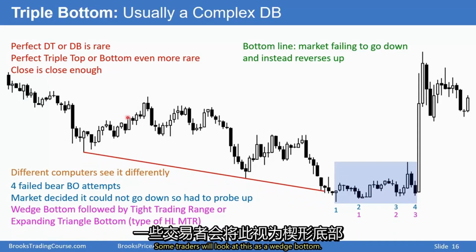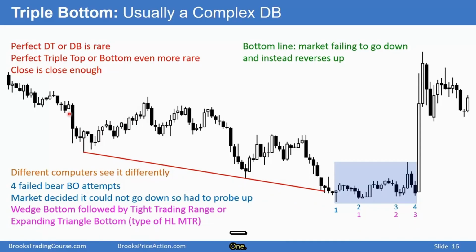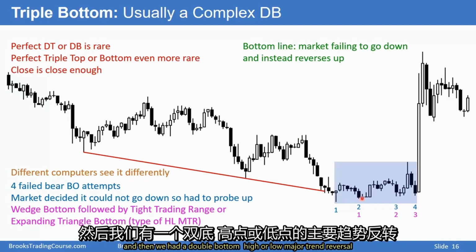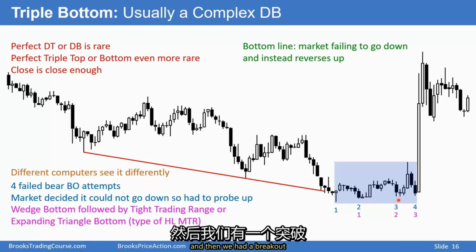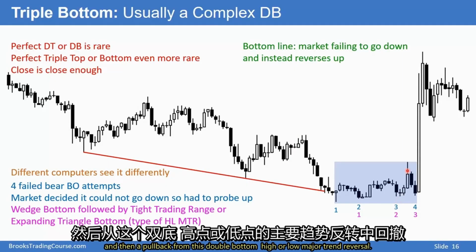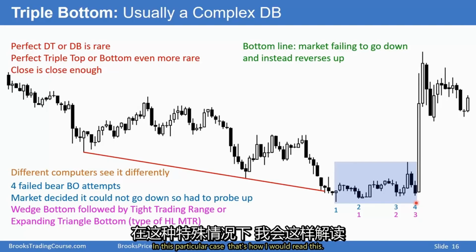Some traders will look at this as a wedge bottom, three pushes down: one, pullback, two, pullback, three. And then we had a micro double bottom, and then we had a double bottom, higher low, major trend reversal. And then we had a breakout, and then a pullback from this double bottom, higher low, major trend reversal. In this particular case, that's how I would read this.